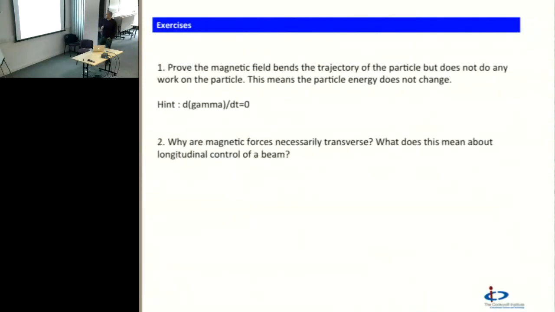So, exercises, not for now. Prove that the B field bends the trajectory of a particle but does no work on the particle. This means that energy does not change. So essentially, I'm asking you to prove that in just B fields, d gamma by dt is equal to 0. That's fun, and we use that in our derivation. And also, we've used magnet forces for transverse motion. If we've done that, what does that mean about our longitudinal control of the beam? What control do we have in this situation?